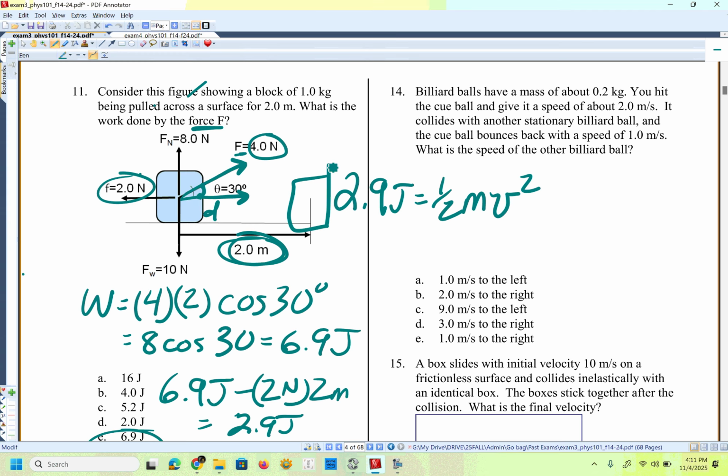Because the weight is 10, right? And so 1 times 10 is 10. Also notice here that this is 10 newtons and this is 8 newtons. You might be wondering how that came about. But remember, this force has a component that's in the y direction. And that y component is 2 newtons.